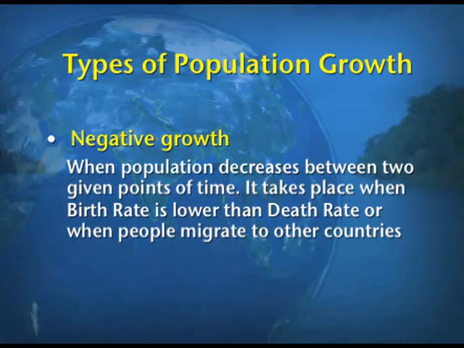Negative growth means when the population decreases between the two given points of time, it is known as the negative growth. So, how does the population decrease? It takes place when the birth rate falls lower than the death rate, or when people migrate to other countries. That is also one factor which is responsible for the negative growth rate.